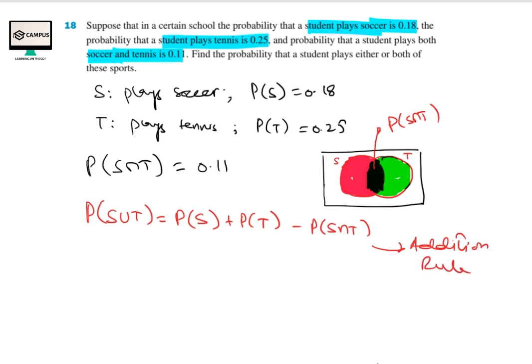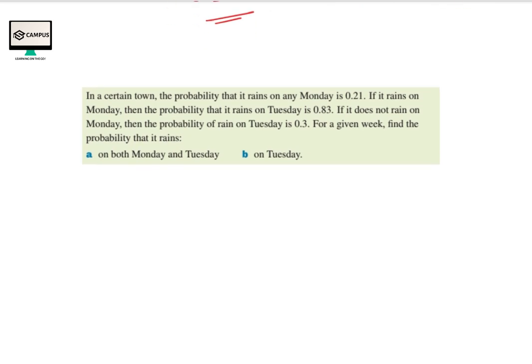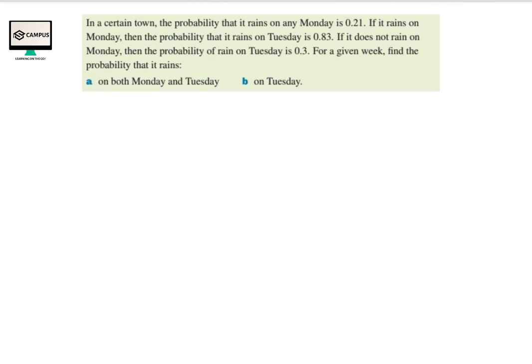Now we know the individual probabilities. Probability of S is 0.18 plus probability of T is 0.25 minus the intersection, that is also given, 0.11. So pretty straightforward, and this adds up to 0.32. So this is the probability that a student chosen at random plays either soccer or tennis or both, right? So that was a warm-up question. Let's move on to a slightly trickier question.